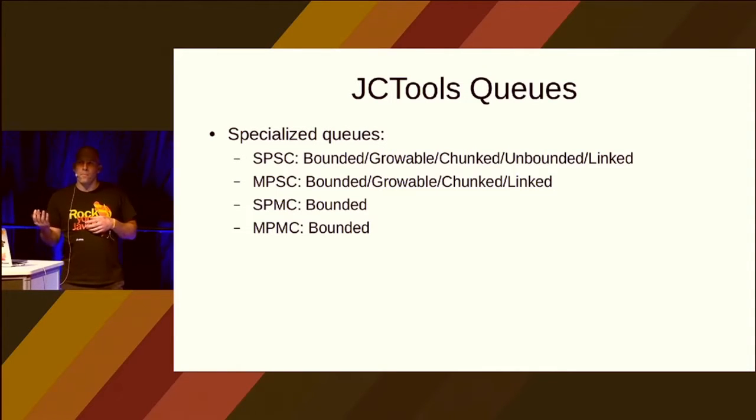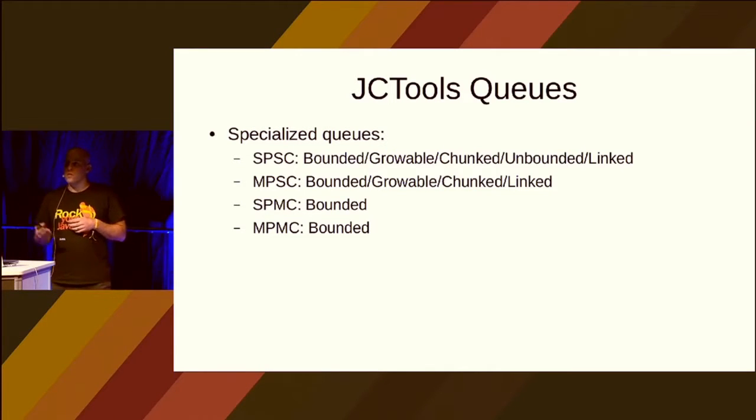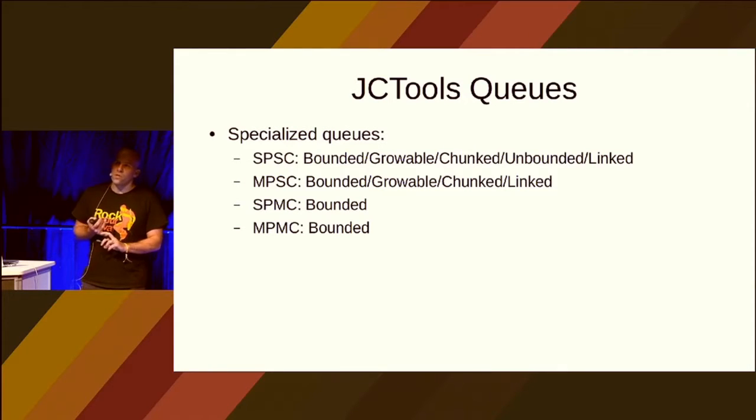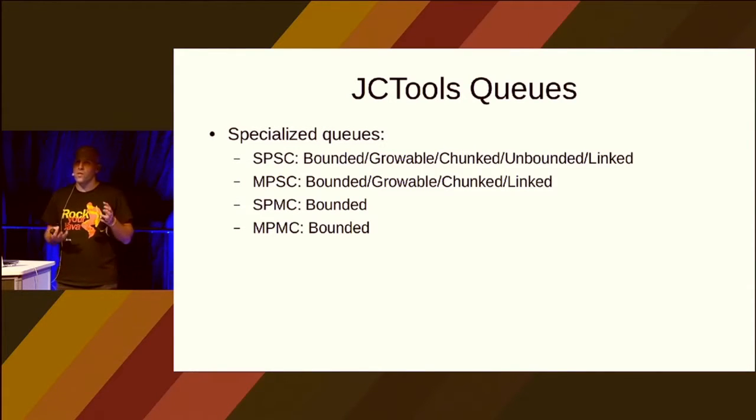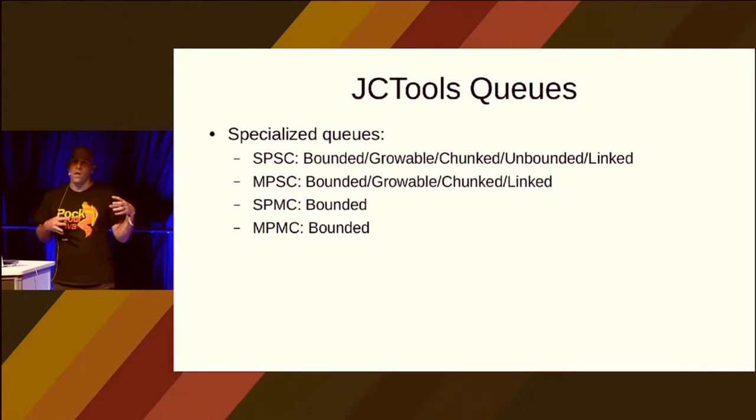The big conceptual change when you start using these queues is that they come in different flavors that are customized to your threading model. So if you know that you have a single producer, single consumer relationship between 2 threads, you can have a queue that is customized to make the most of that opportunity. And similarly with multi-producer, single consumer, and the whole range is there.